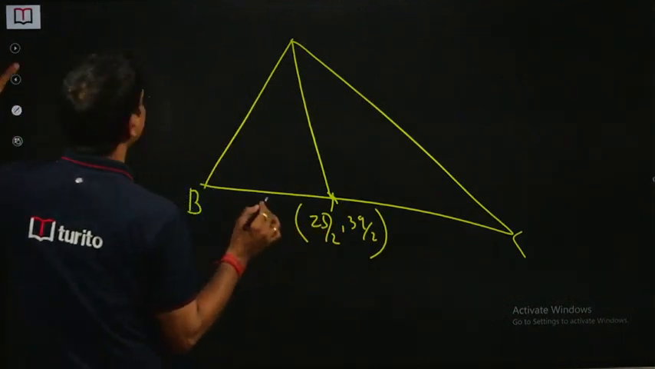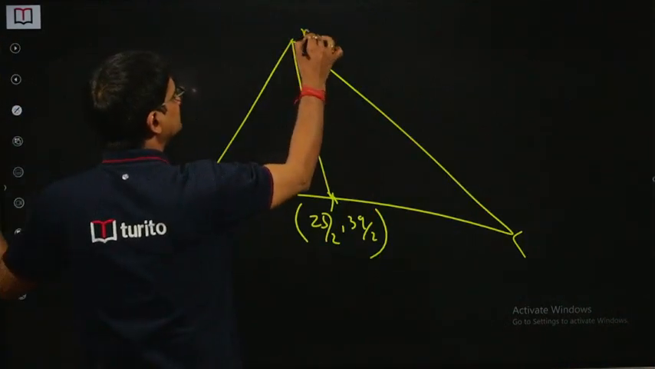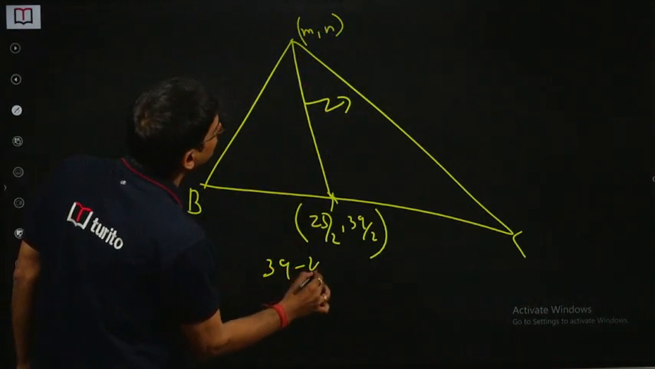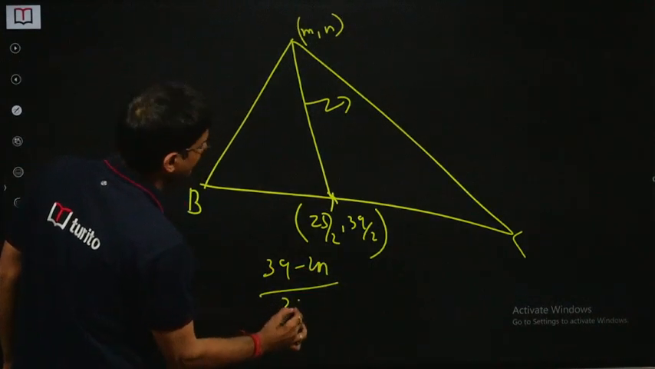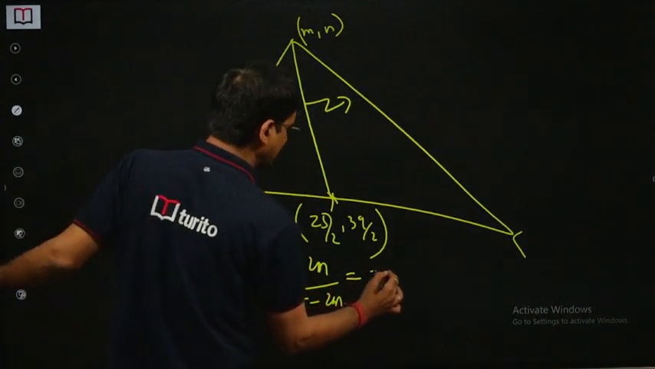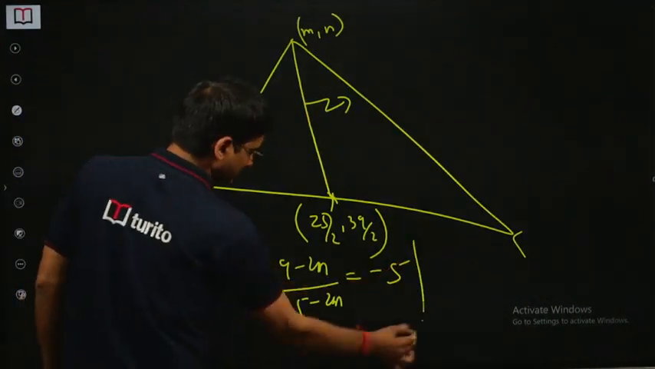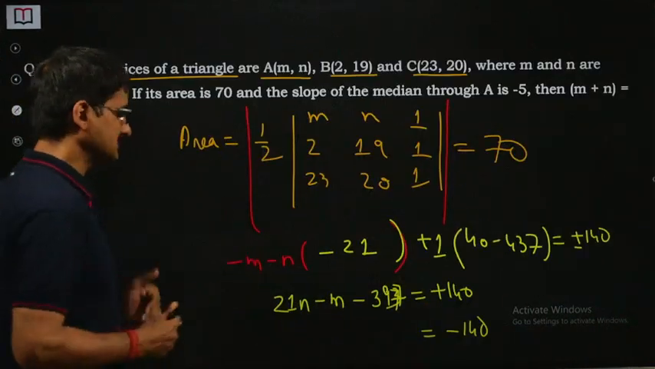And A point is nothing but m comma n. So you have the slope. So slope is 39 minus 2n upon 25 minus 2m, and that is nothing but minus 5, if I'm not wrong. Yeah, it is. So then you have two equations, two unknowns. Solve this one. I will say that's how I solved it.